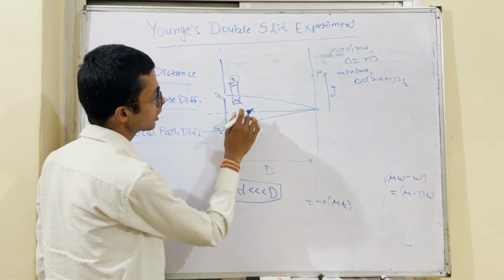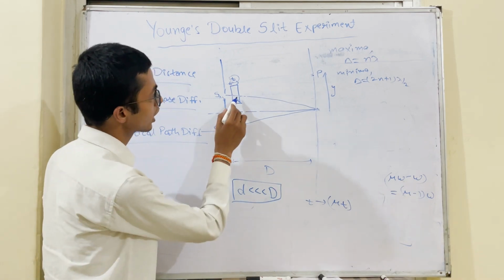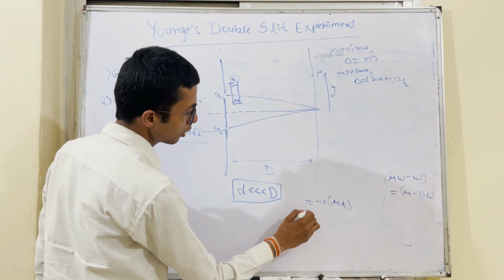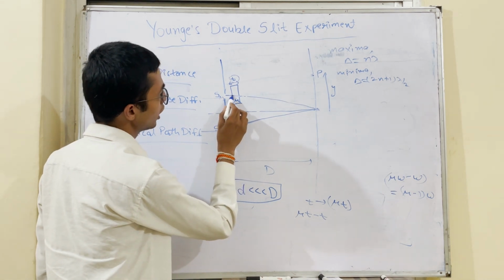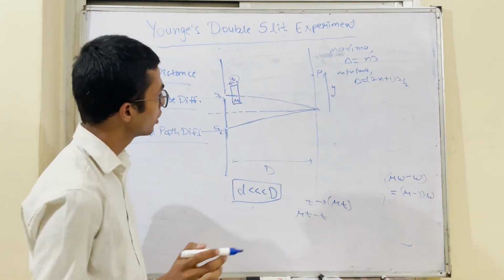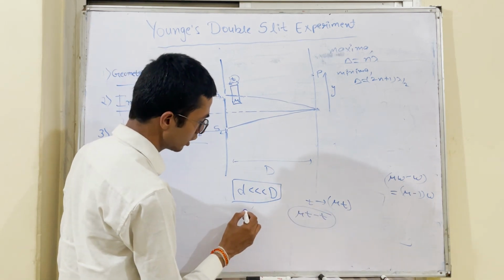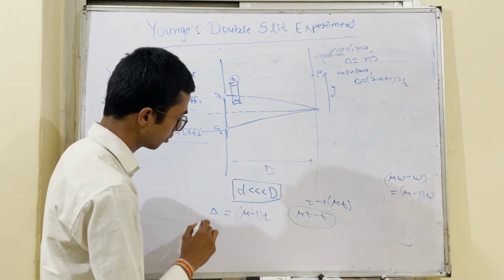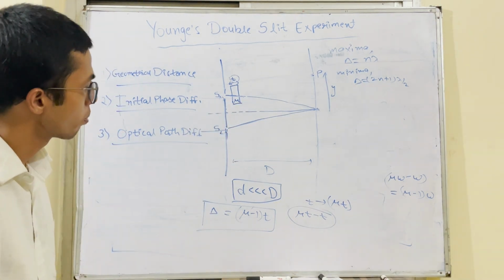So how much path difference will come in these two waves? If normally it had to travel in air, then this wave could have traveled t. But now it is traveling mu t. Correct? So how much extra is it traveling? Mu t minus t. That is (mu minus 1) t. That is the path difference it is creating.